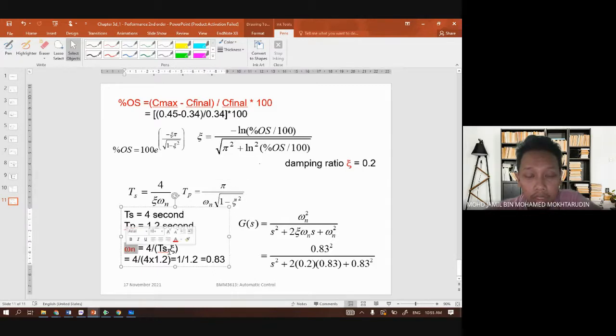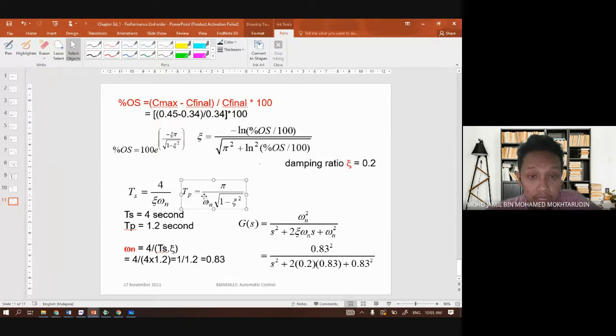Okay, soalan ni jawapan ni dia daring sikit. Dia guna settling time. Dia tak nak guna peak time. Okay. But whichever method you use, I would suggest use peak time because it's easier to determine straight away from the graph. Okay. Settling time, siapa nak guna? Pandai-pandai lah.